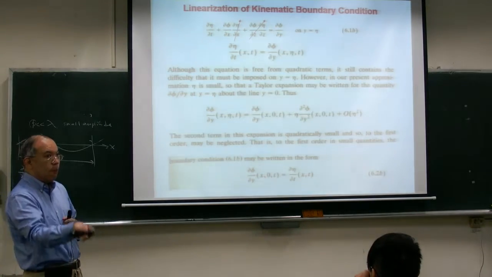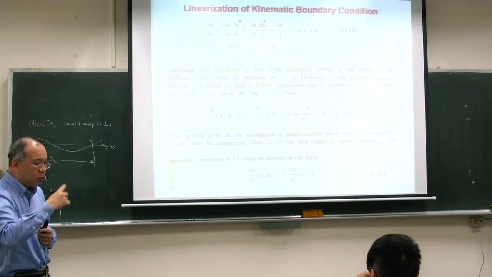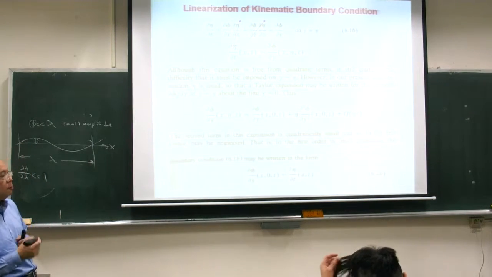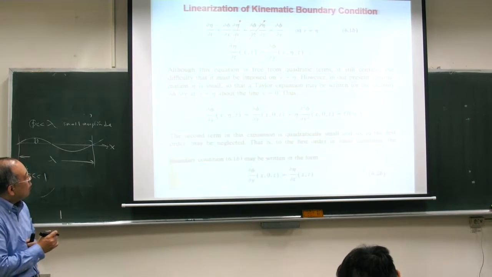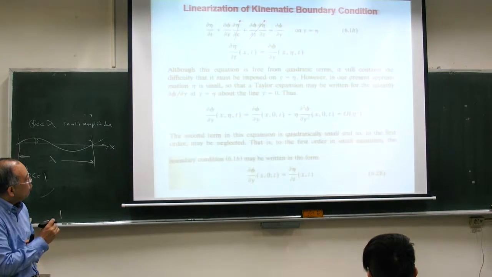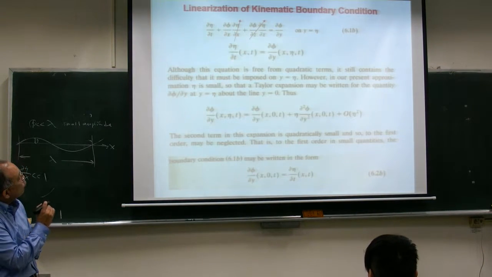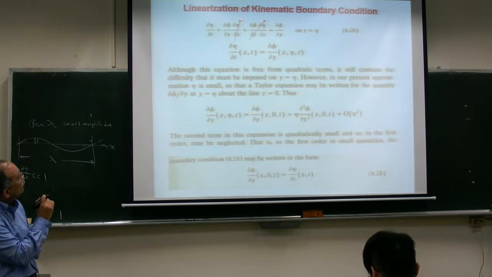Okay, to simplify our physical problem, because the amplitude is small, our kinetic boundary condition can be reduced to this. This is the original, using the partial eta partial x, which is a very small number, and this is a plane wave. So we have this equal to this.